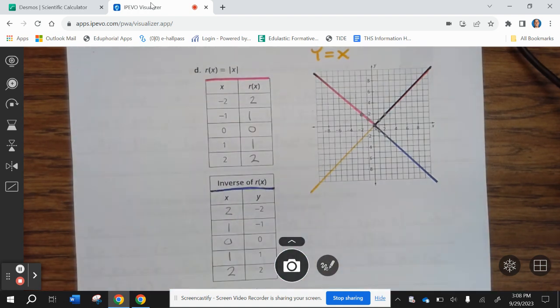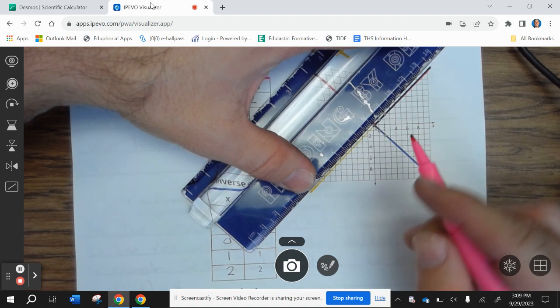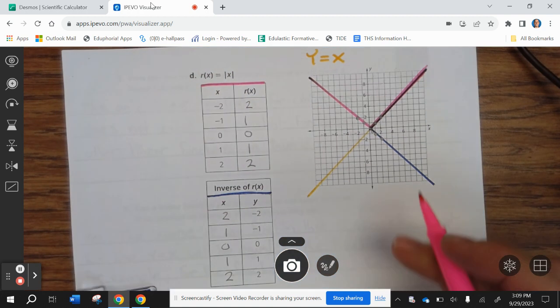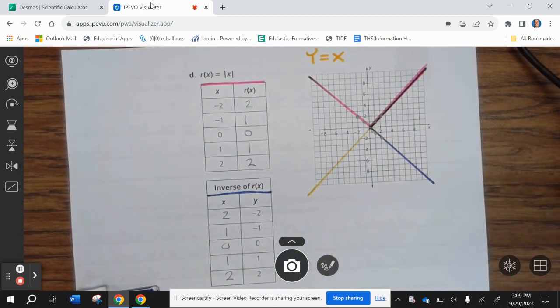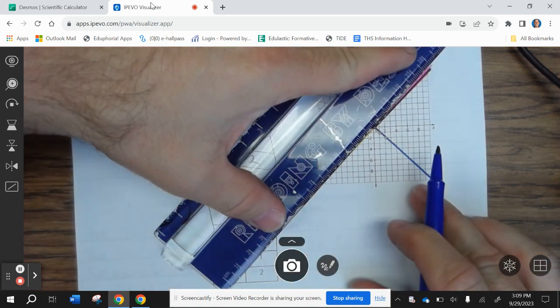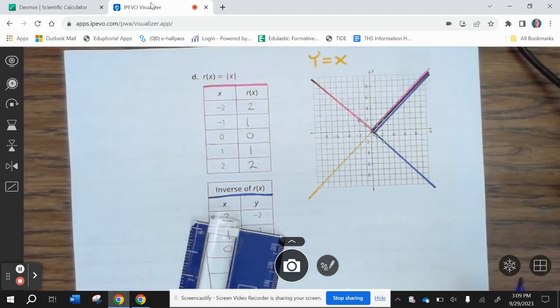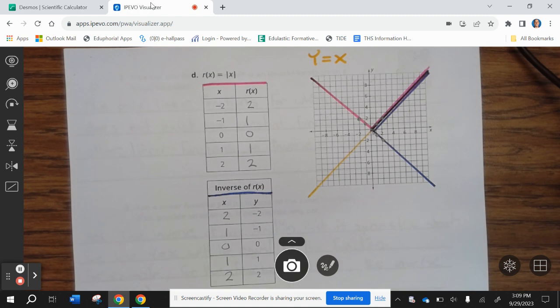We're not going to get into the equation of this one. We're just going to look at the graph. And it's a little hard, so let me try to add the pink there. So you have the pink and then the blue. Okay. Let's take a look at the next problem.